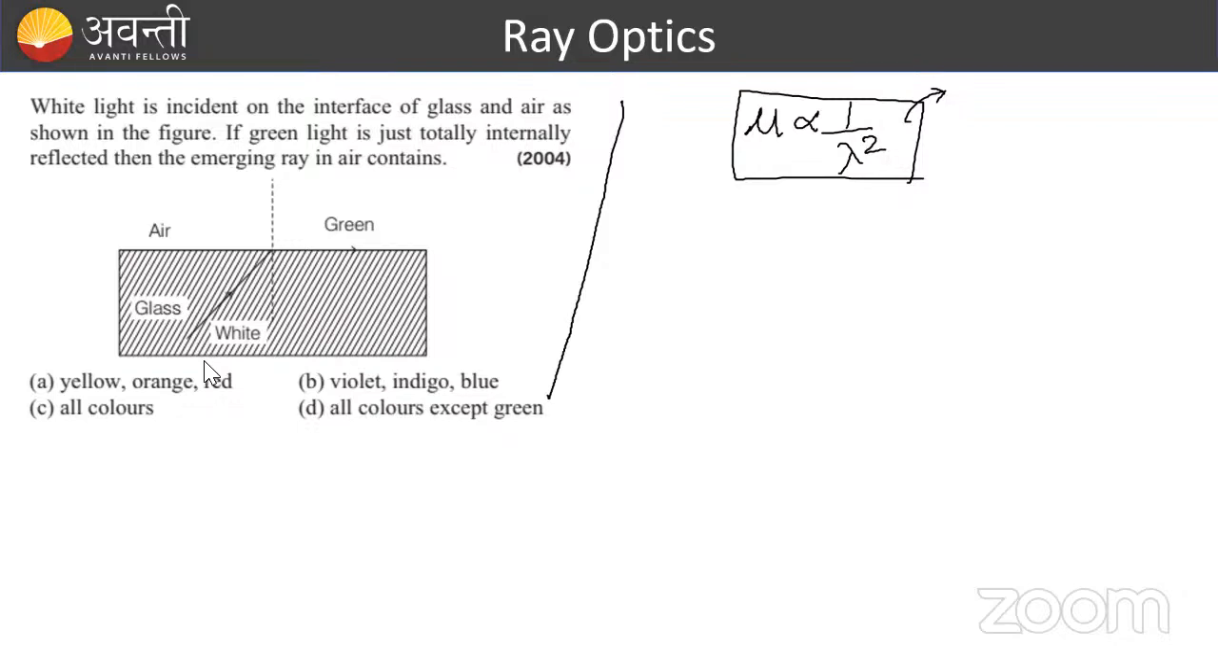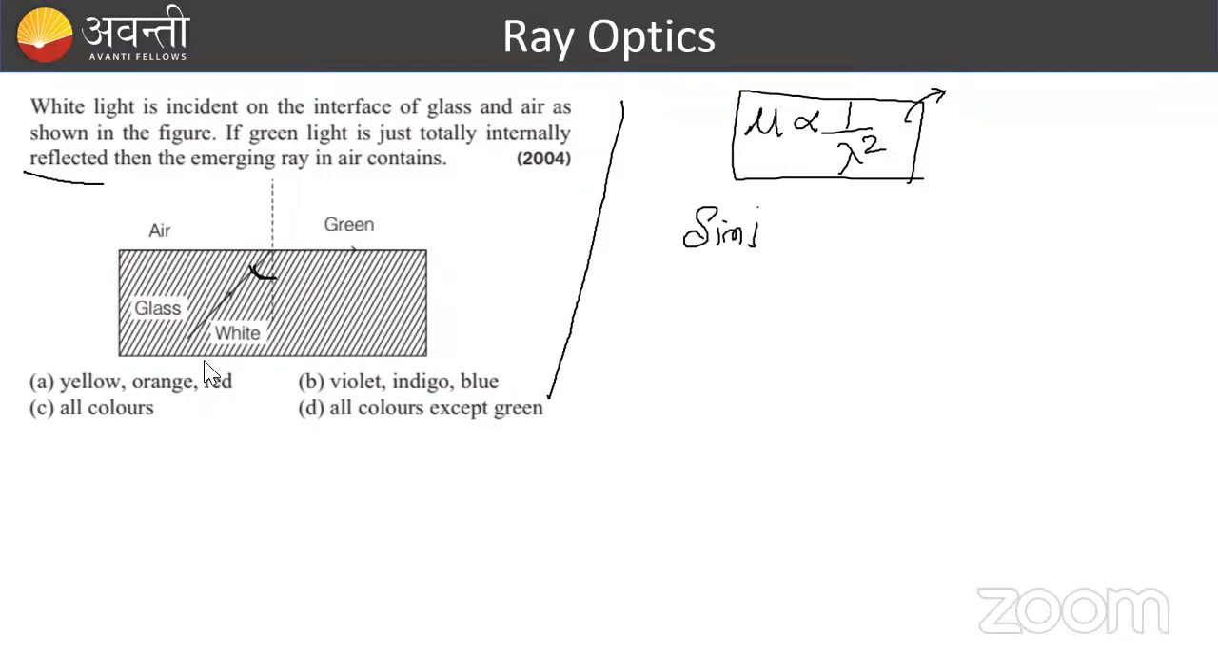Okay, so which light will emerge? When light is incident on the interface of glass and air, as shown in the figure, if green light is just totally internally reflected, it means for green light, this angle is equal to the critical angle. Then the emerging ray in air contains... Just see here.